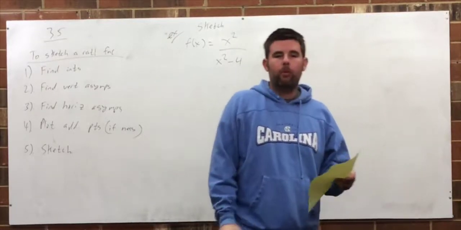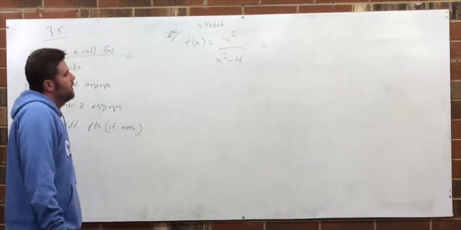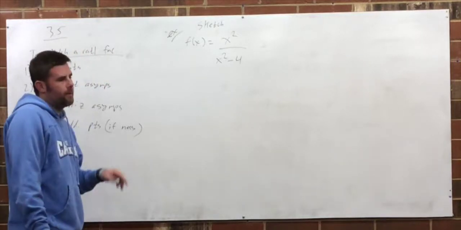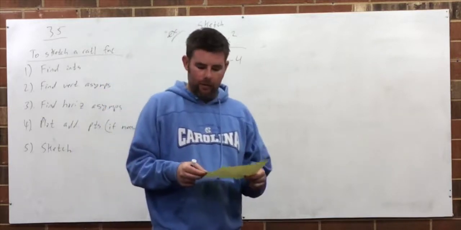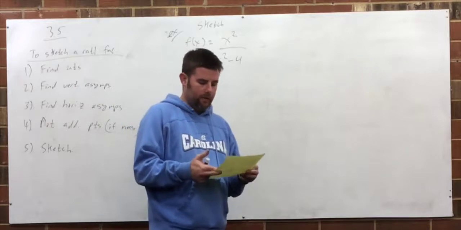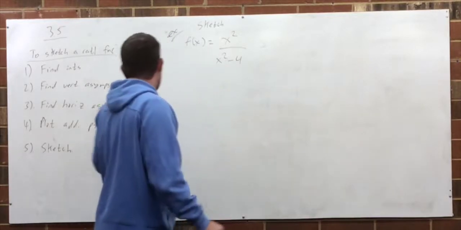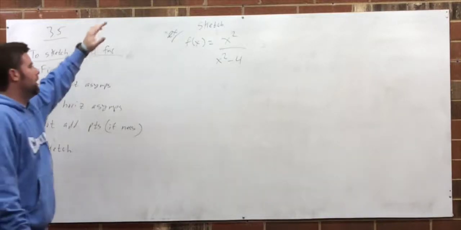Alright, we're wrapping up 3.5 here. We'll do one more example of sketching. I did one example in the previous video, and we'll do one more in this video. Then I'm going to show you an example of how to find the slant asymptote, also known as the oblique asymptote. Alright, so I listed our steps up here on how to sketch the rational function, and then we have the rational function that we want to sketch here.